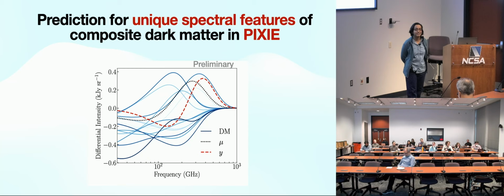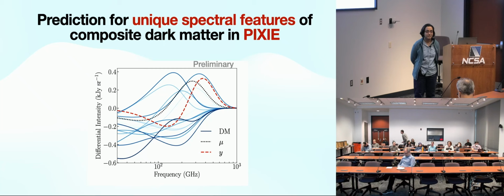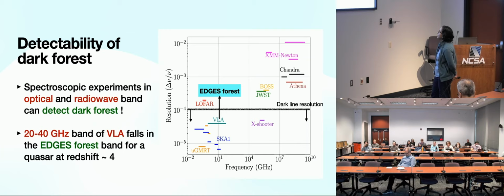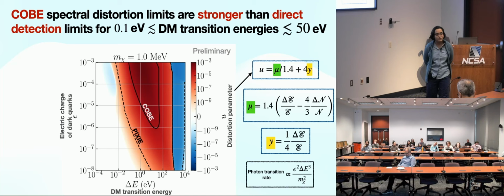On the very last plot you showed, there's also another spot where the distortion parameter is negative. Is that due to the same reason, or is there something else going on on the left-hand side of the plot? Which part, the upper left region? So the total distortion is a sum of mu and y. y only depends on fractional energy change, so this is always negative. And this is where it contributes the most. So that's why this region is blue in color.